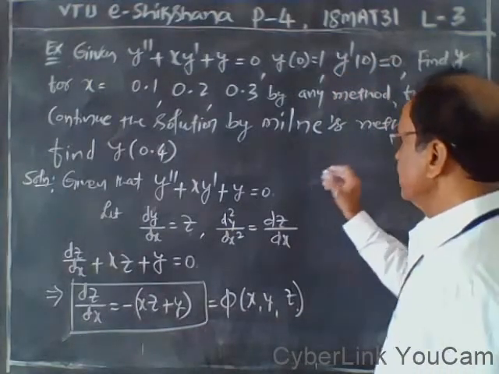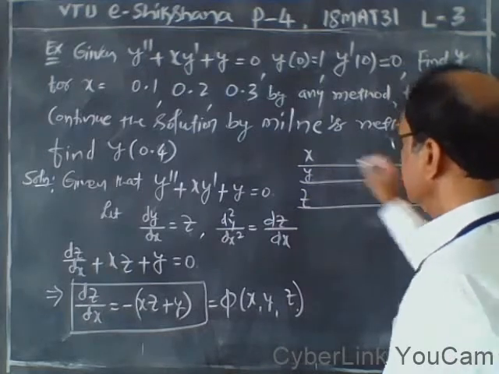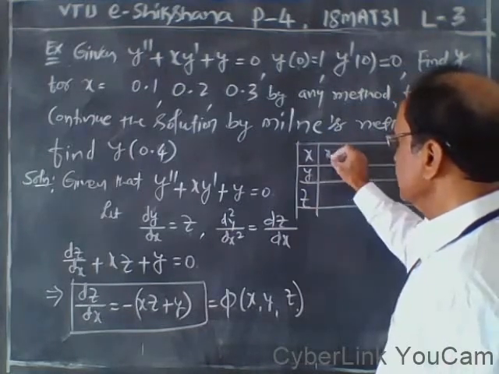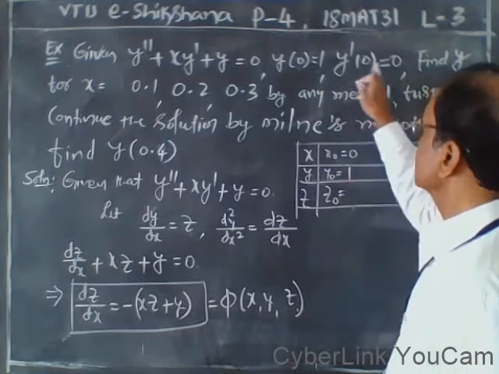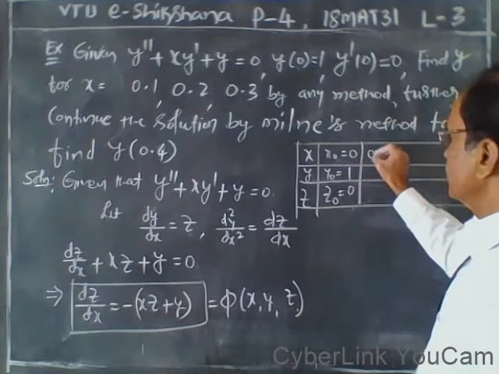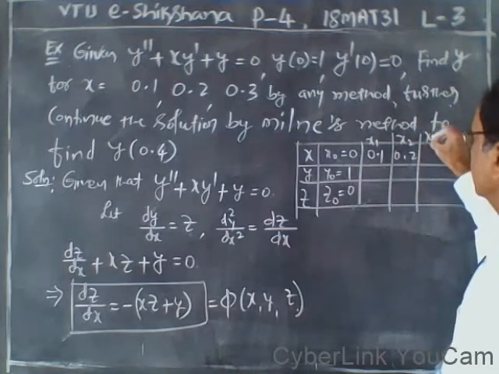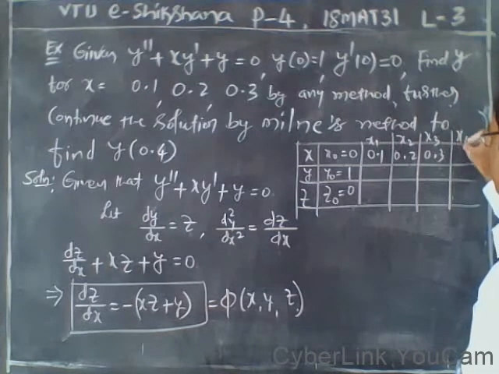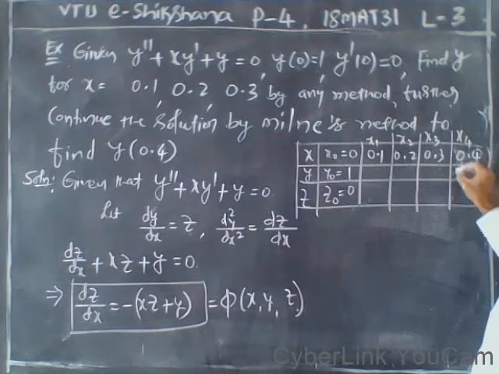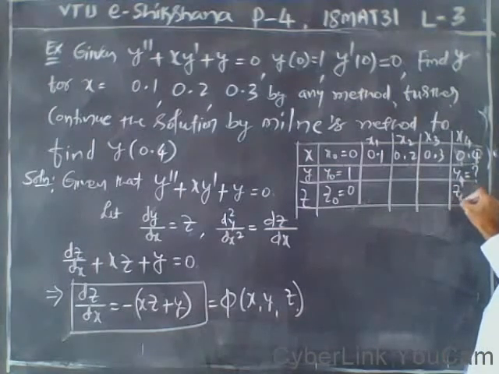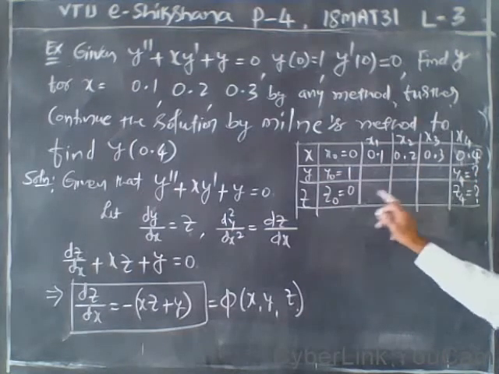Now, what is the table given? That means x and y and z, at which value it is given and at which value you have to calculate. Then which are the values given here? That is x0 equal to 0, y0 is 1 and z0 is given as 0. Therefore x1 is 0.1, then x2 is 0.2, then x3 is 0.3, then x4 is 0.4. y4 equal to how much? And z4 equal to how much? Therefore, those values are to be calculated by any other method.